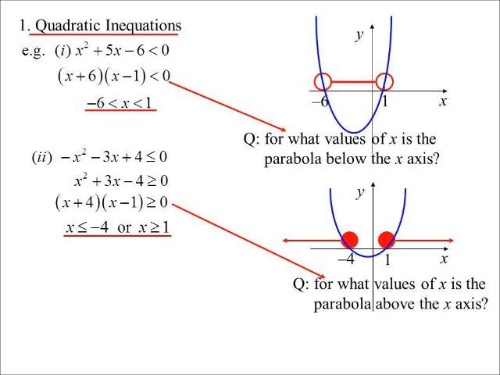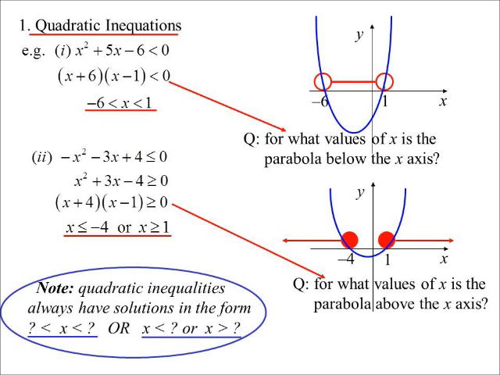And what you'll find with quadratic inequalities is you're either going to end up between 2 points or on the outside of 2 points. So x is less than or equal to negative 4, or x is greater than or equal to 1. So that's the first type of inequation. There's probably a 2-unit level type of inequation.